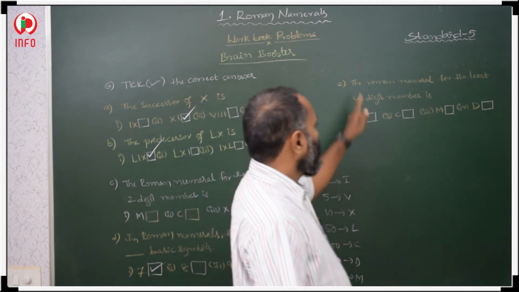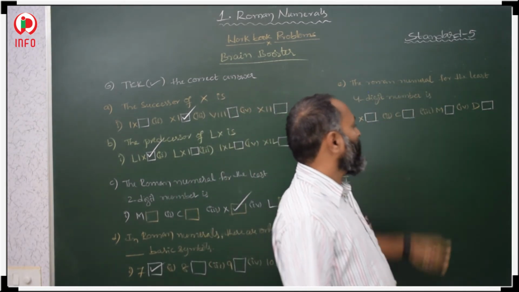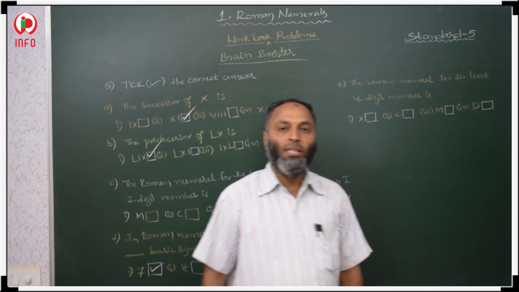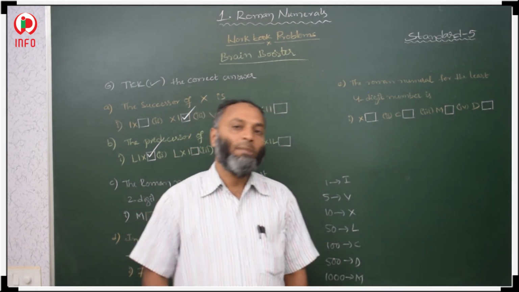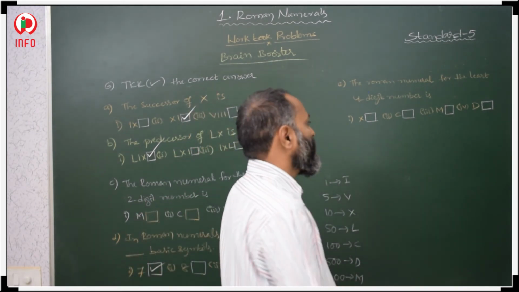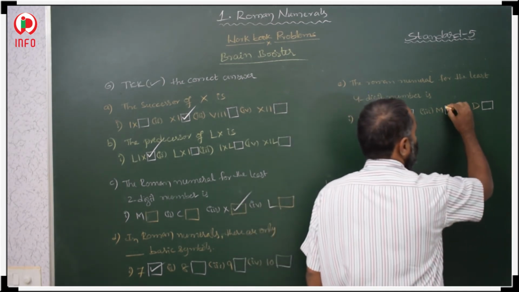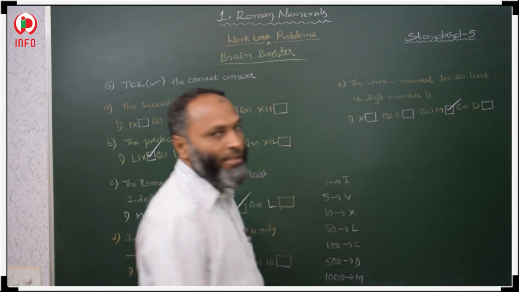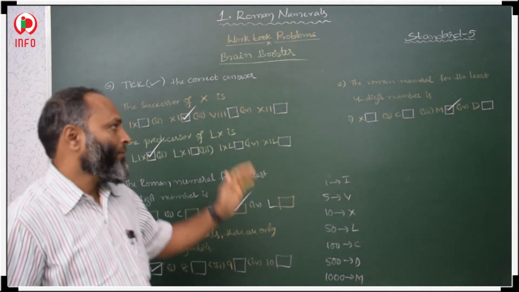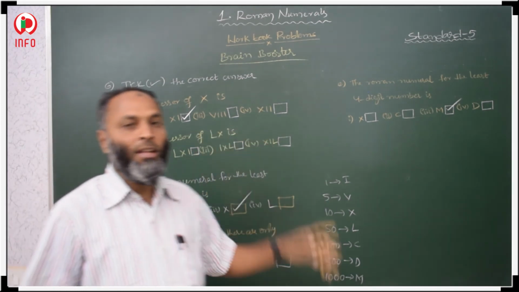Now, the Roman numeral for the least 4-digit number. The least 4-digit number is 1000, and the representation of 1000 is M. Here M is there. This is the right answer. In this way we have to read, and we have to think, and we have to mark correctly.